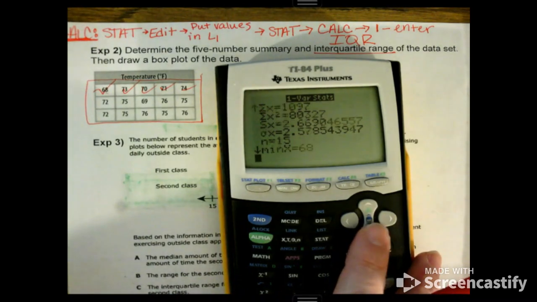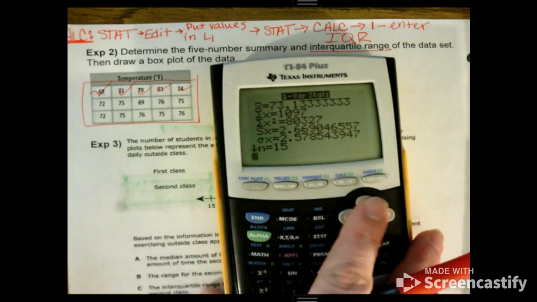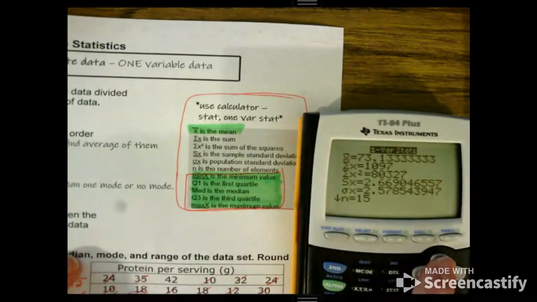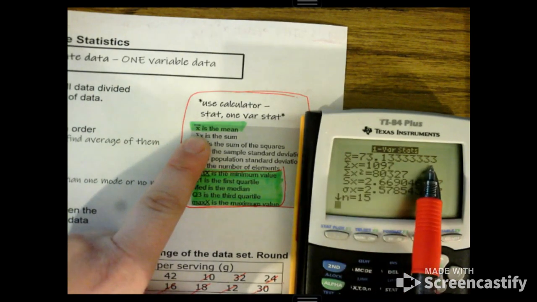Okay, so then we go down. All right, see, it gives us all this stuff. If we look, you got your X with the bar over it, right? So that's our mean. So if it asks us to find the mean of the data set, that's it.